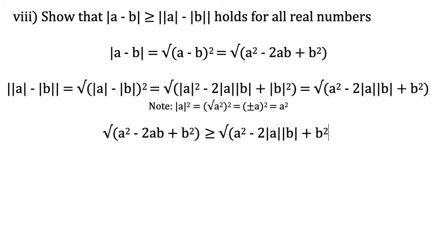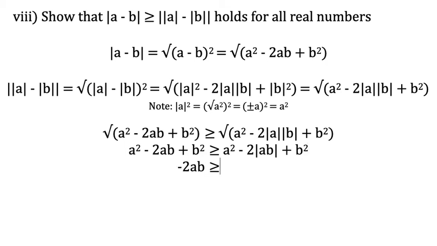Square both sides to get rid of the square roots, and you just get a squared minus 2ab plus b squared is greater than or equal to a squared minus 2 times the absolute value of a times b plus b squared. Getting rid of the a squared and the b squared from both sides, we would just be left with minus 2 times a times b is greater than or equal to minus 2 times the absolute value of a times b. Divide both sides by negative 2, and we would get that a times b is less than or equal to the absolute value of a times b.